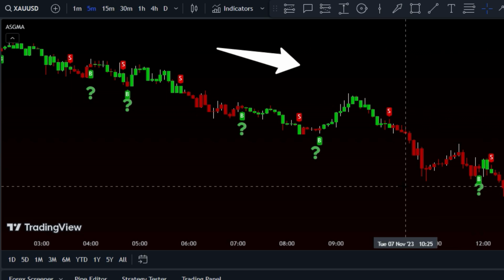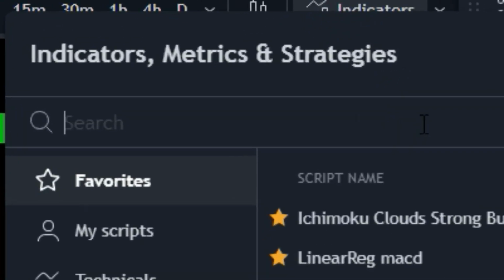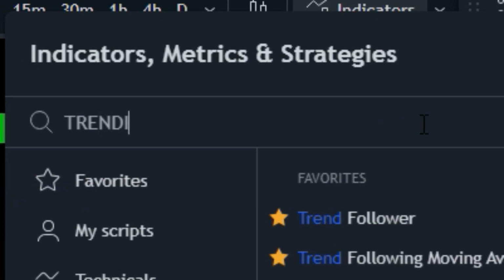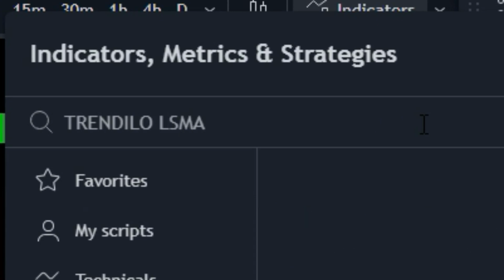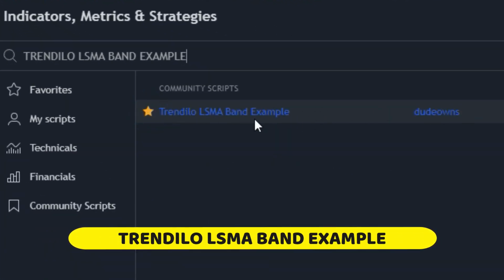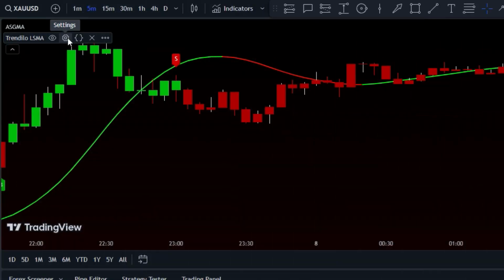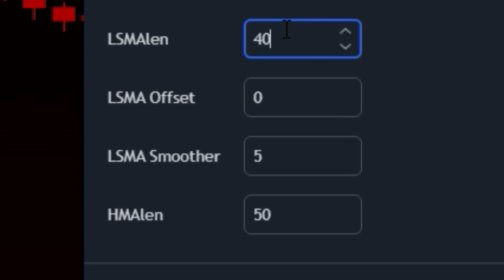Now let's get back to the business. Now, to solve the counter-trend signal issue, simply go back to the indicator section and add the Trendy Low LSMA Band indicator. After that, head over to its settings and optimize it just like I do. This will help us identify longer term trends and stay safe from minor fluctuations.